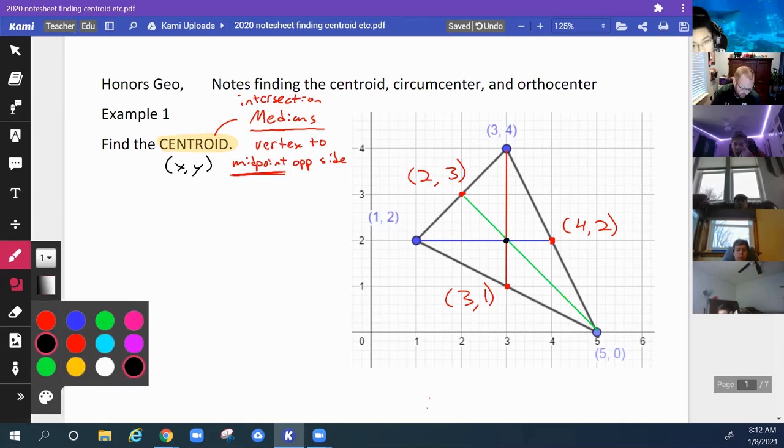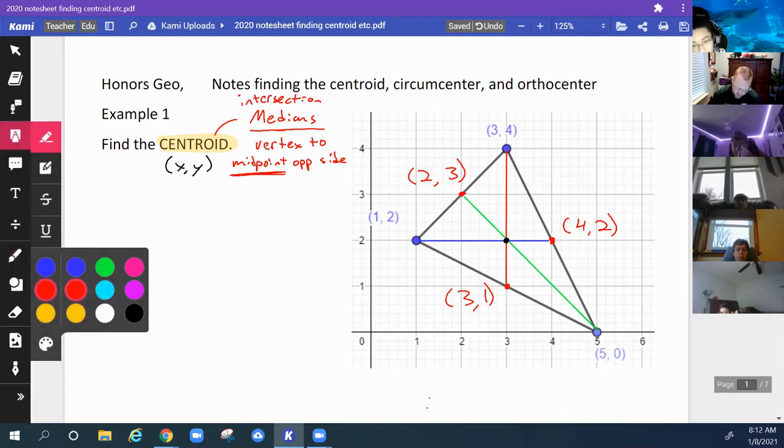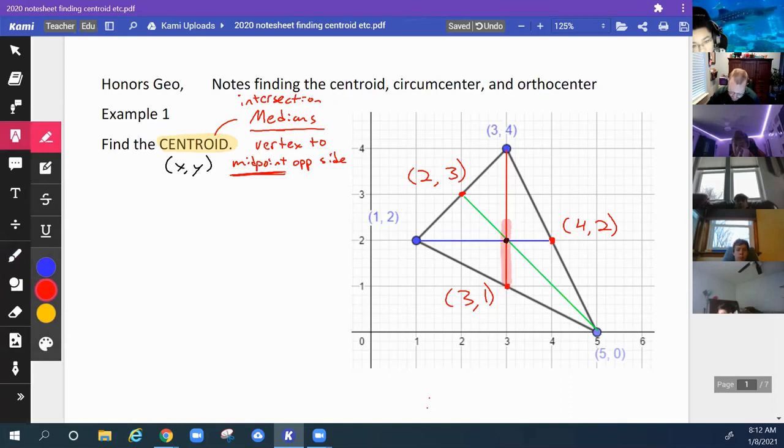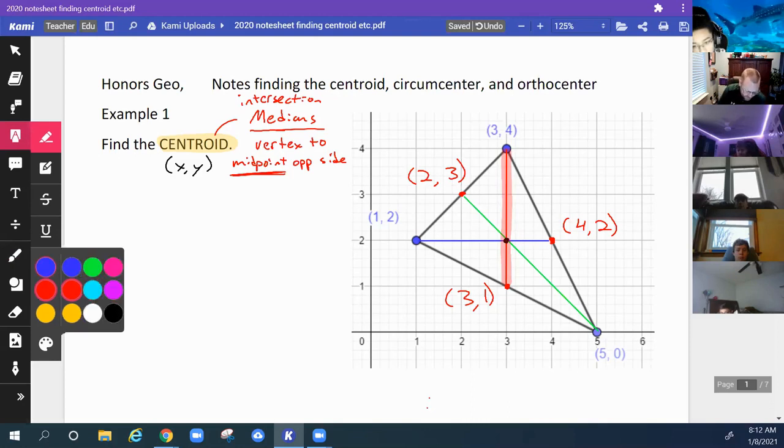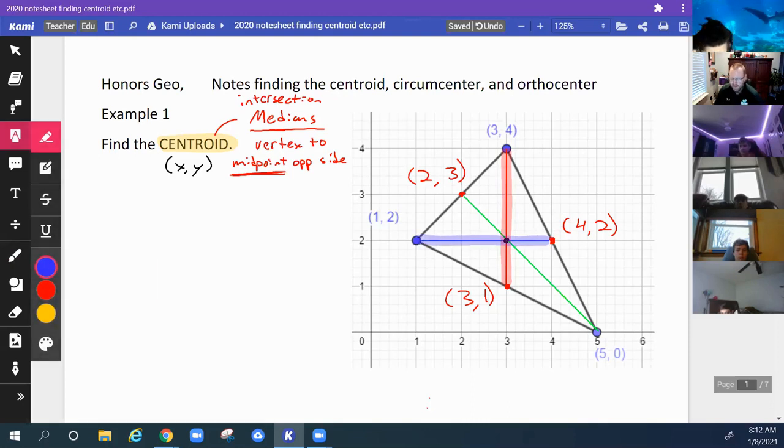And those 2 equations are going to be this one right here, because that looks to be a vertical line, and then also this blue one right here, because that is going to be a horizontal line. And those are going to be some easy equations to find. So just for note purposes, we're going to go through and find the equations of these lines, and we're just going to find those intersections, okay?